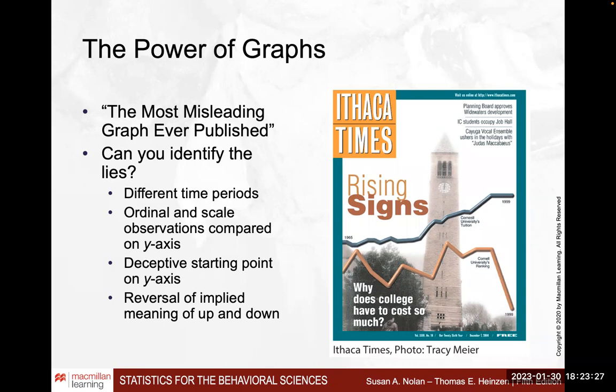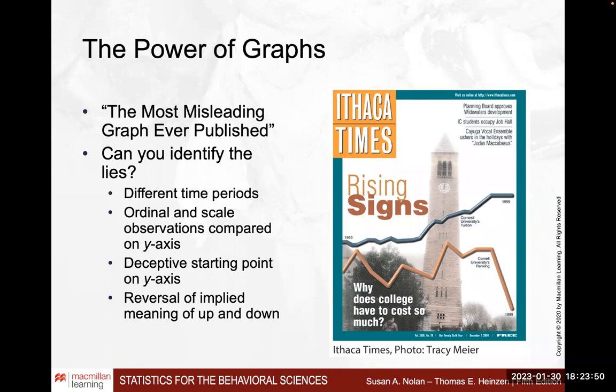Thirdly, a deceptive starting point on the y-axis. So now we know there's a deceptive starting point on the x-axis, with the time periods being absolutely off, not aligned. On the y-axis, you basically have the same issue. Why is the ranking starting here, whereas the tuition starts here? And it's not even depicted what each y-axis could mean.